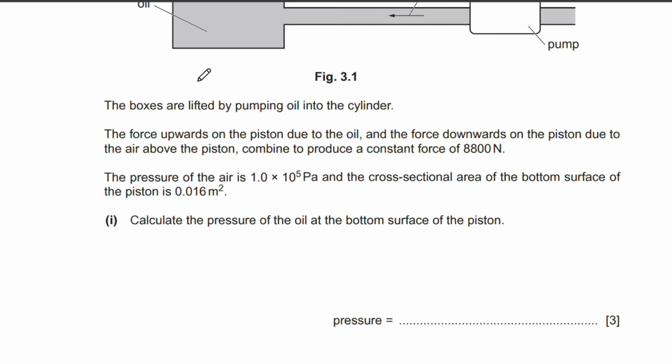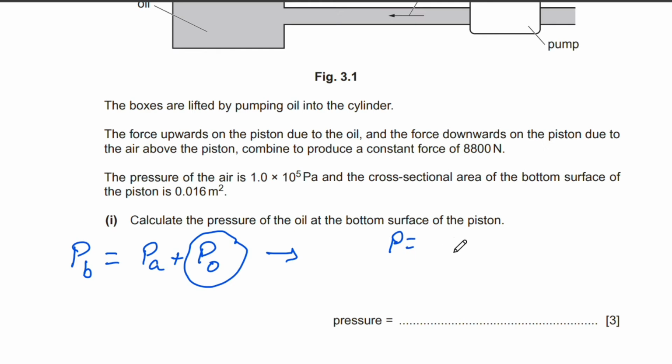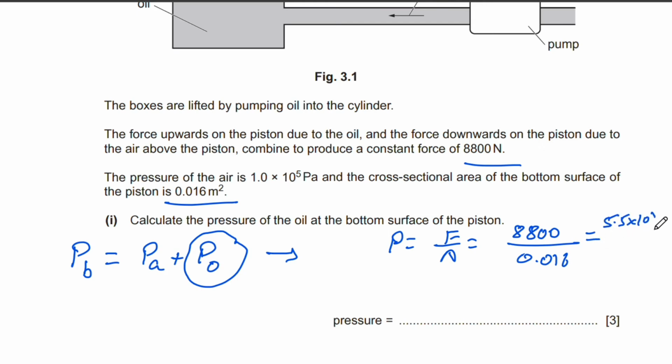Now we know that the pressure is because of two things. At the bottom of the surface it is mainly because of the oil. So pressure PB, we are writing for the bottom, and this is for the air pressure and for the oil, pressure due to the oil. Calculating pressure due to the oil, pressure is force upon area, and the force applied is 8800 Newton and the area is 0.016 meter square. Solving this, you get 5.5 into 10 to the power 5 Pascal.